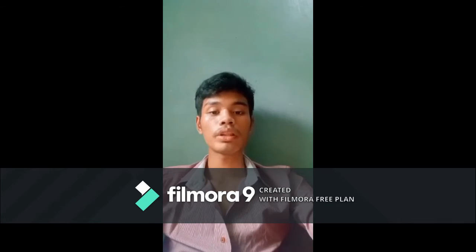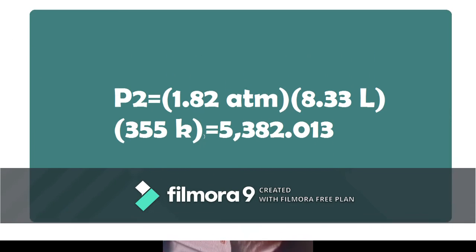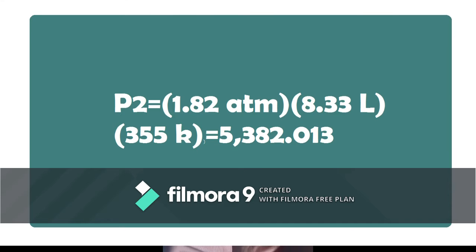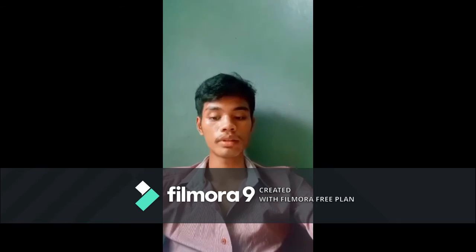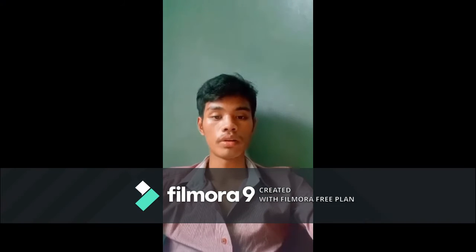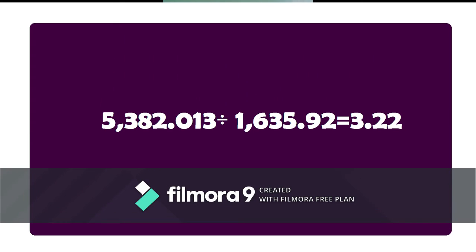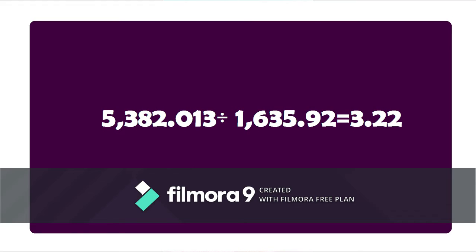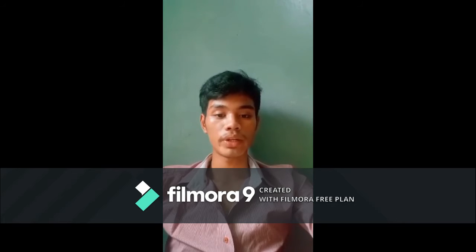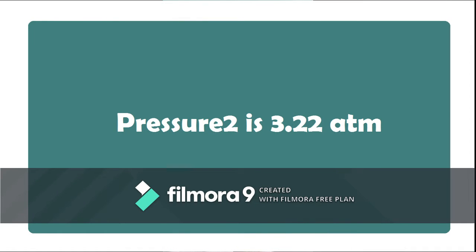First, multiply the pressure 1 times volume 1 times temperature 2, which equals 5,382.013. Second, multiply the temperature 1 times volume 2, which equals 1,635.92. Third, 5,382.013 divided by 1,635.92 equals 3.22 atmosphere. So the P2 is 3.22 atmosphere.